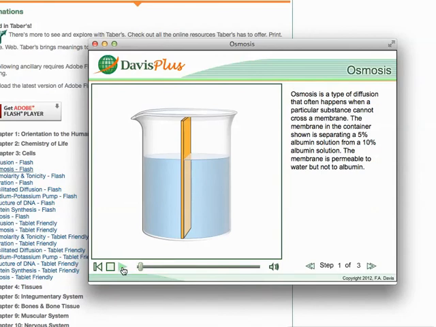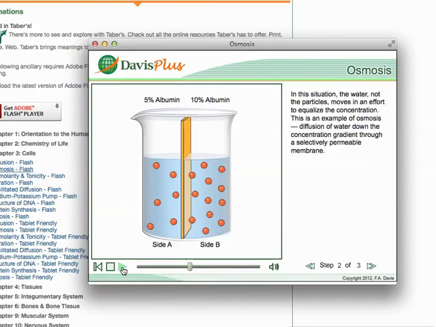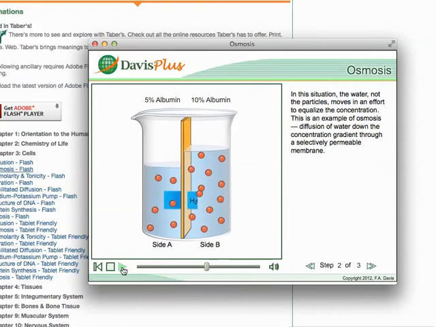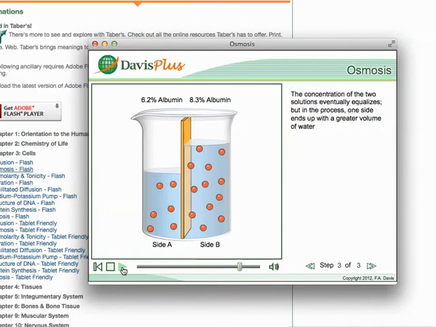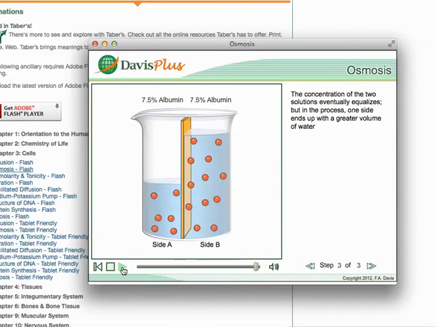Osmosis is a type of diffusion that often happens when a particular substance cannot cross a membrane. The membrane in the container shown is separating a 5% albumin solution from a 10% albumin solution. The membrane is permeable to water, but not to albumin. In this situation, the water, not the particles, moves in an effort to equalize the concentration. This is an example of osmosis: diffusion of water down the concentration gradient through a selectively permeable membrane.